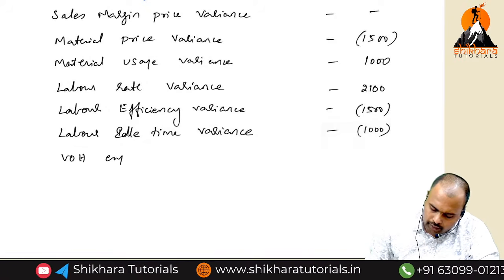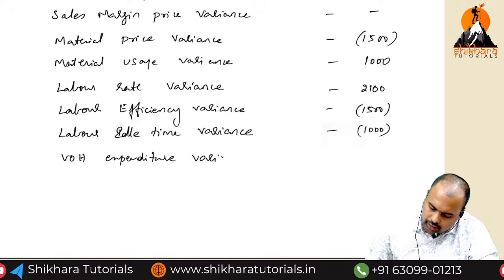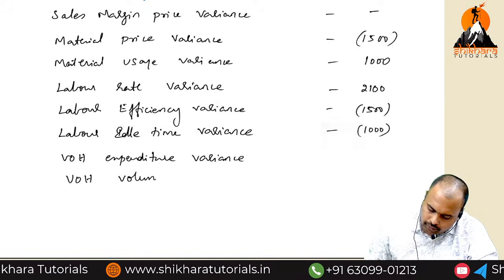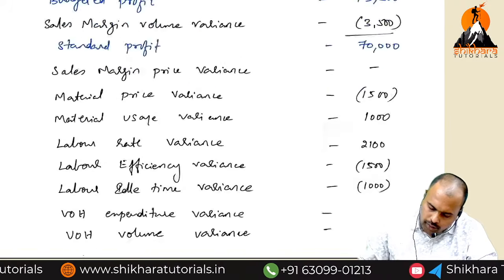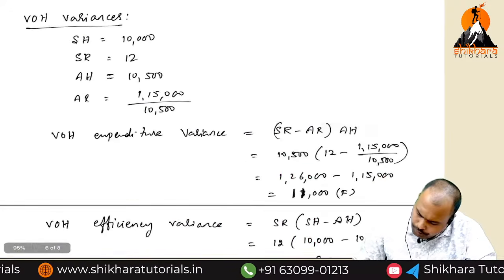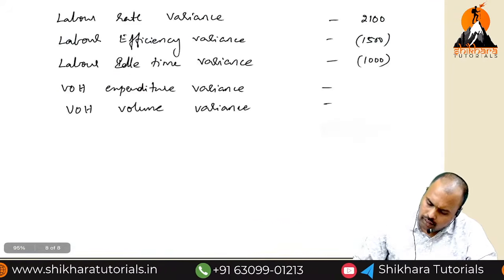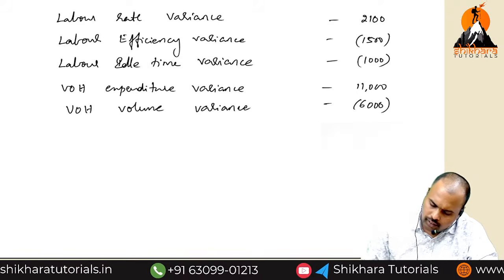Next, variable overhead expenditure variance, variable overhead volume variance. What is expenditure variance and volume? 11,000 and 6,000. So 11,000 is favorable, 6,000 is adverse.